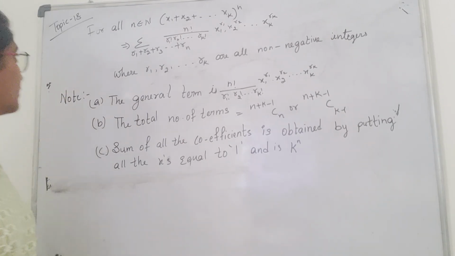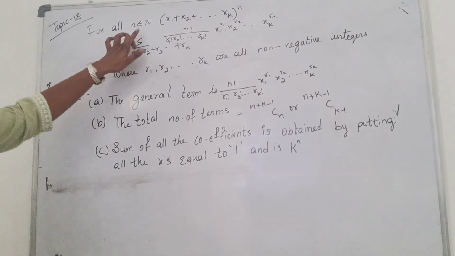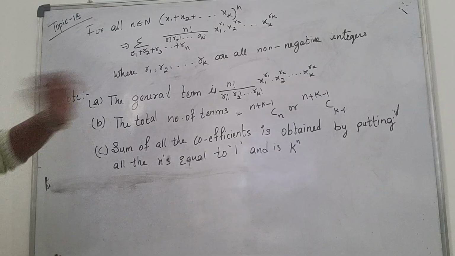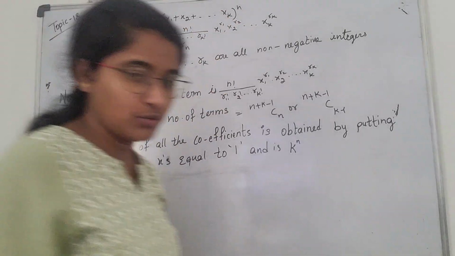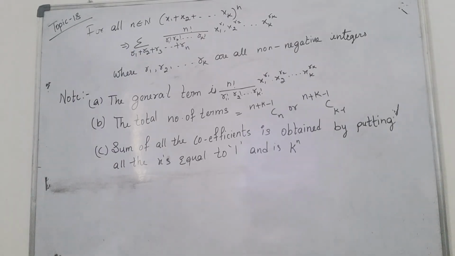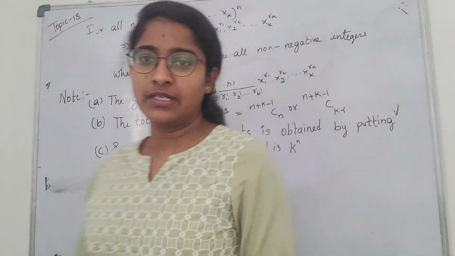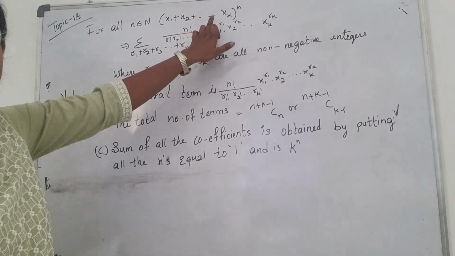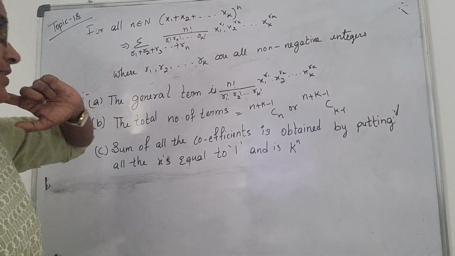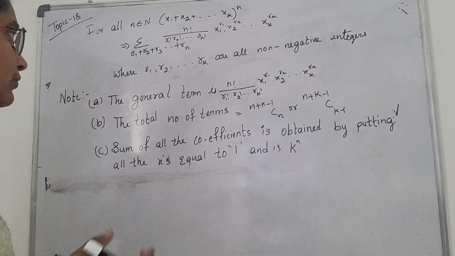Yes, now we are in the topic of multinomial theorem, for all n natural numbers. Here (x1 + x2 + ... + xk) power of n. If like (x + y) whole power of n, this kind of expansions we have done. So if there are more terms in between the brackets, then what is the value, or how are you going to find it?